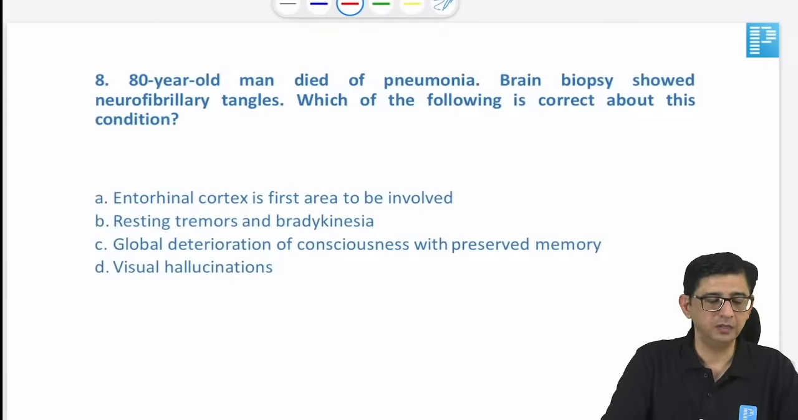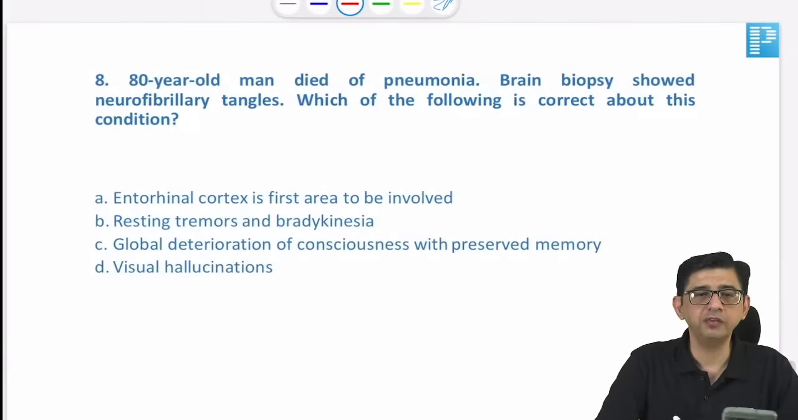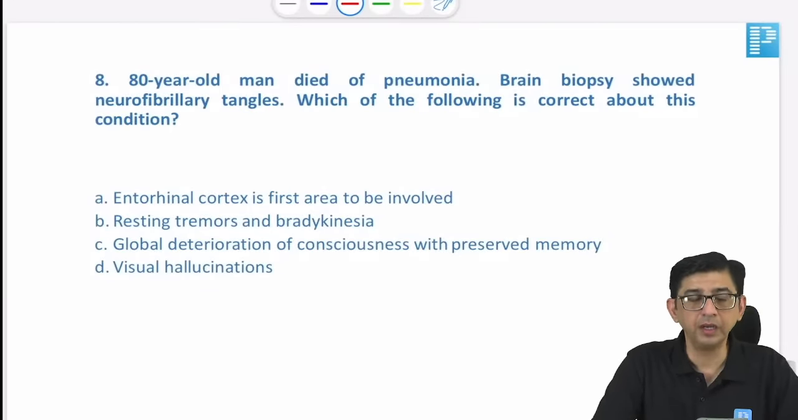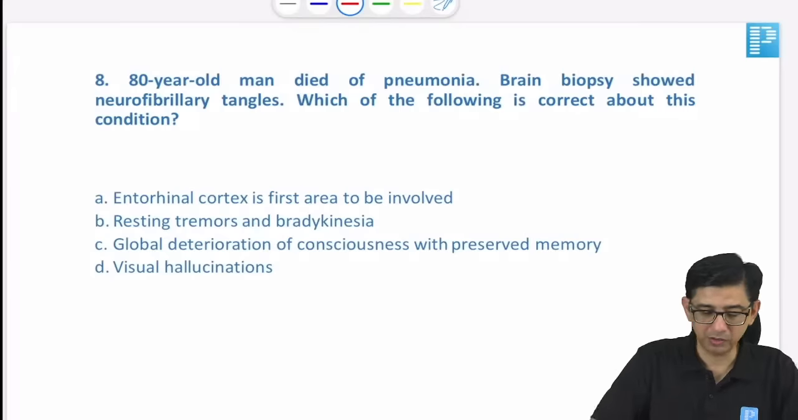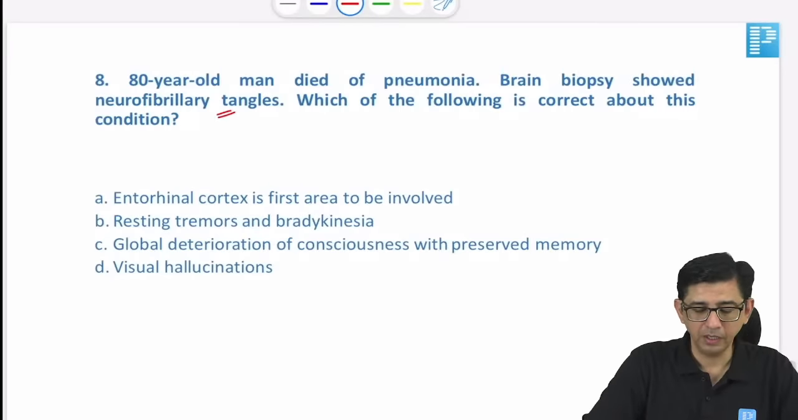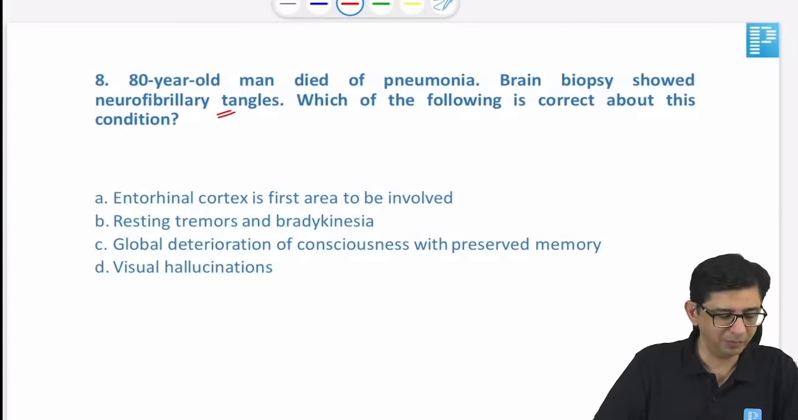Let's look at the eighth one for today. This is an 80-year-old man who unfortunately expired due to pneumonia, and the brain biopsy of this patient is showing presence of neurofibrillary tangles. Which of the following is correct about this patient? If I say anything more, it will become easier for you to work it up.